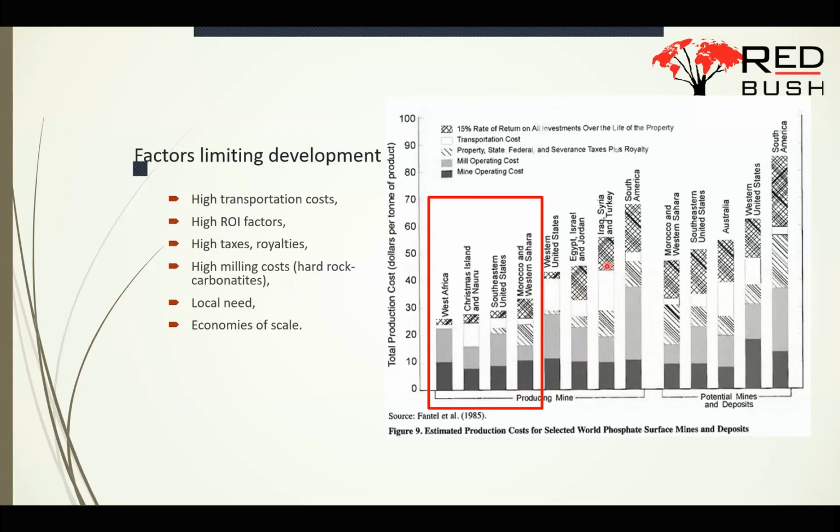Idaho is far away from everything. Expensive transport. Iraq, Syria, Turkey, again, it's right in the middle of a continent. It's all landlocked, expensive transport, and obviously high government takes.